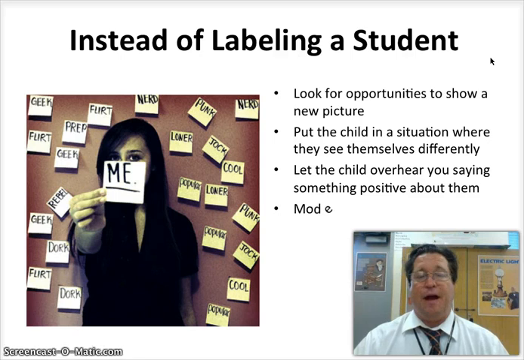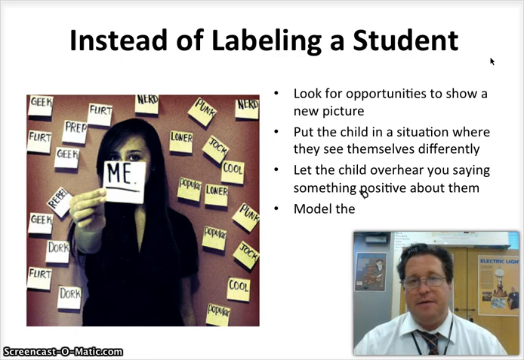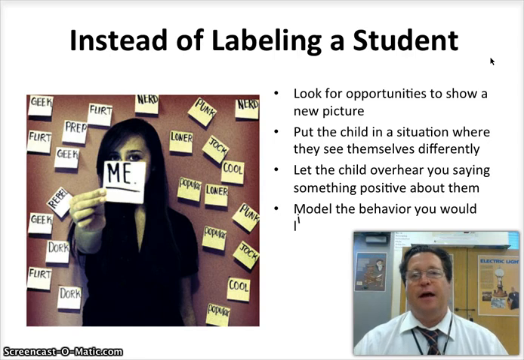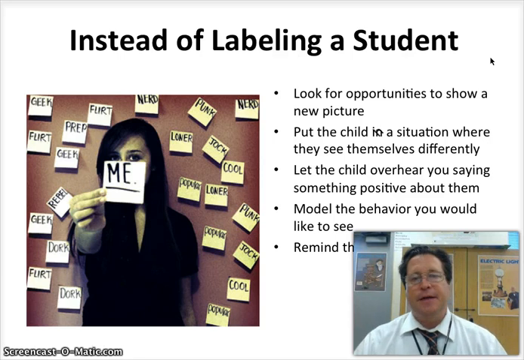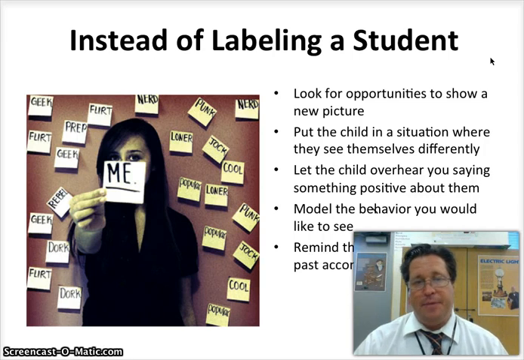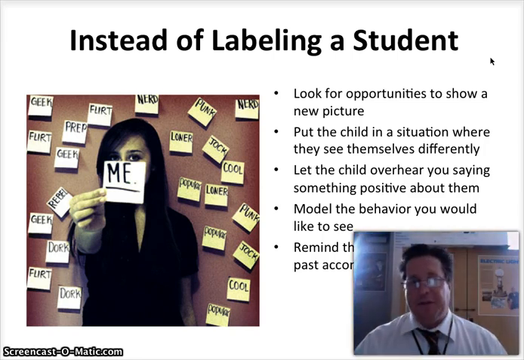So the next thing is you try and model the behavior you would like to see, what you want to see in your classroom, the way you pass out papers, the way you get your work. When you show students how to do it, they understand and they're more likely to follow it, as opposed to singling out the students who aren't doing it correctly. So reminding the child of their past accomplishments is a nice way to do that. If I remember their test scores, sometimes I'll look at their test scores before another big exam, and I'll say, "Jose, you got an 89 on the last test. What do you think you're going to do on this one?"